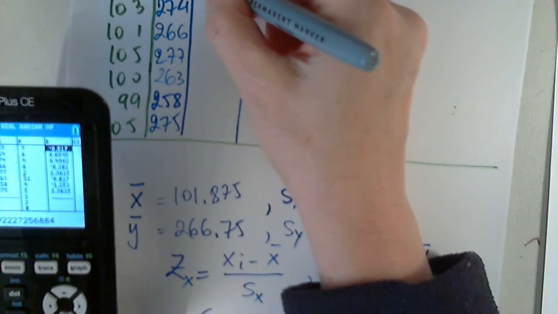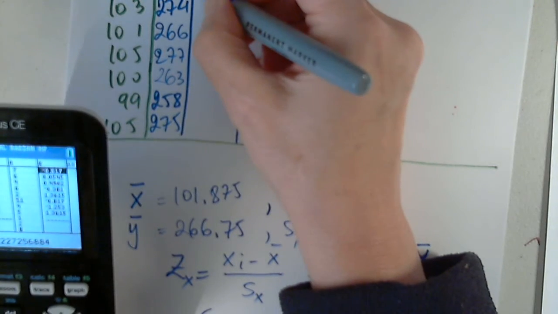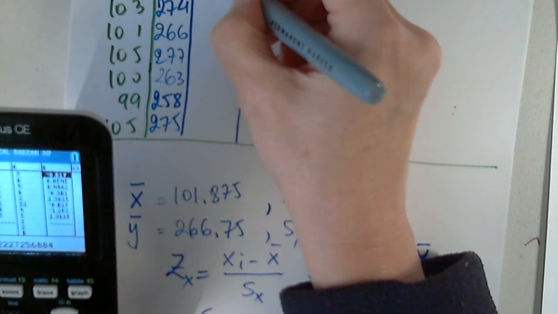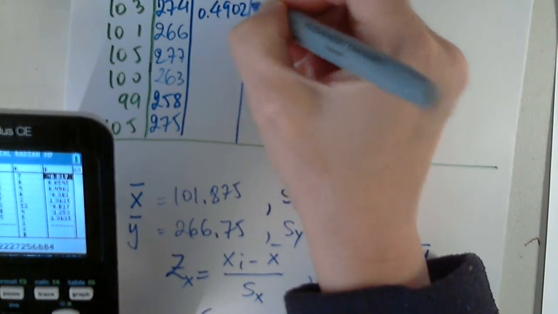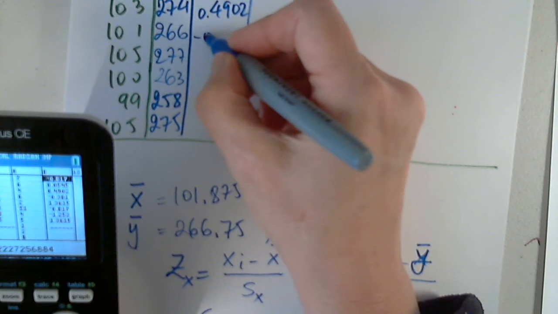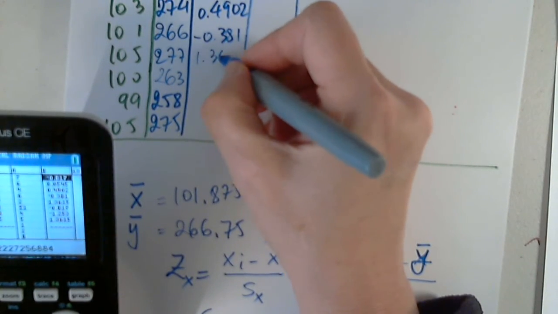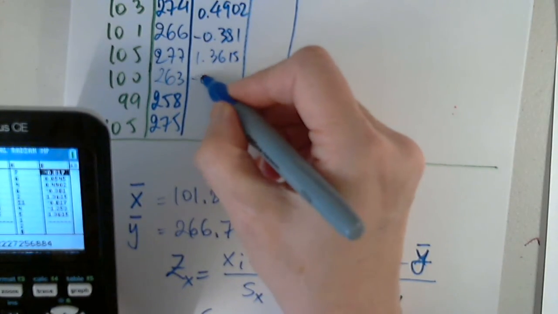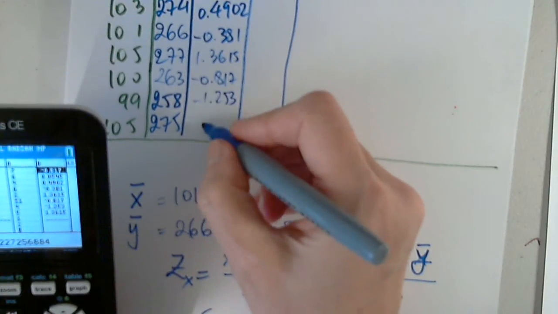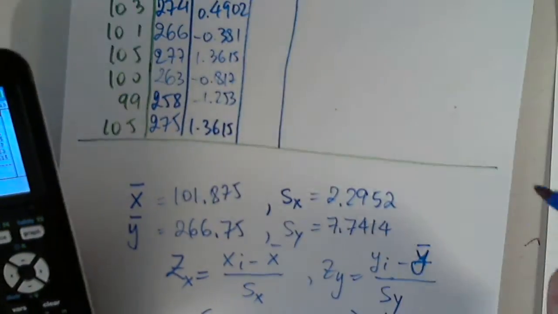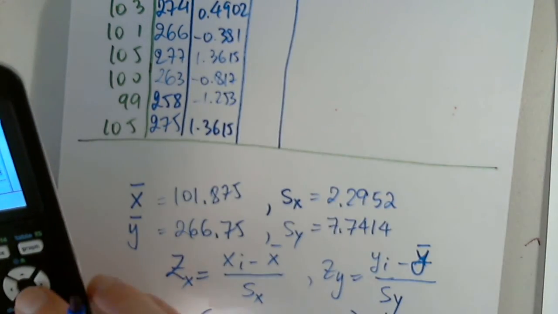So negative 0.817, 0.0545, 0.4902, negative 0.381, 1.3615, negative 0.817, negative 1.253, and finally 1.3615. These are the z-scores. Now z-scores for y.